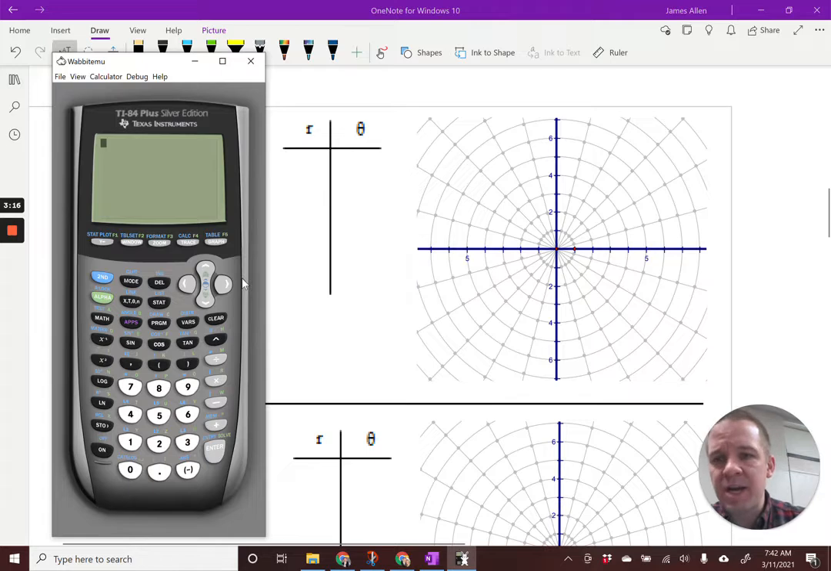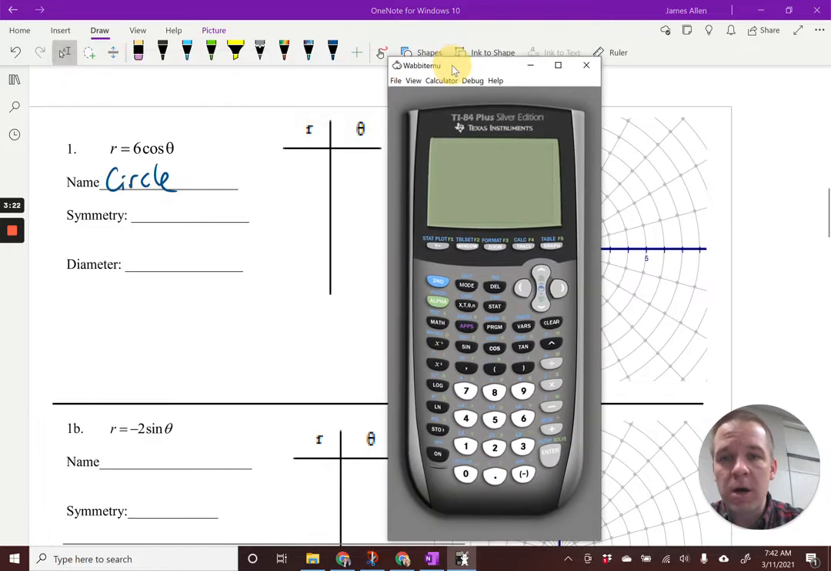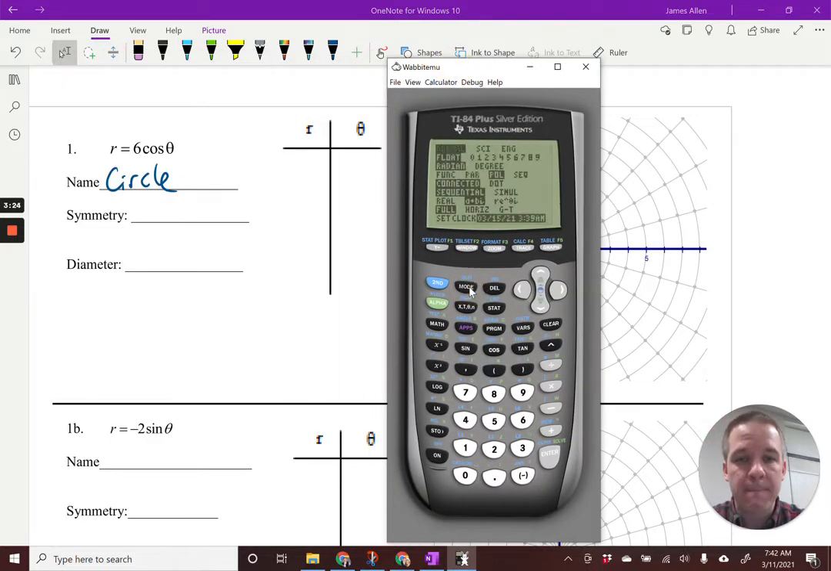All right, so we got my TI-84 Plus Silver Edition emulator here. Now, the first thing we're going to want to do is switch our mode, okay? So if I click Mode, and I scroll down here, normally we would be in just Function, FUNC. We want to arrow over to Polar. Boom, there we go. All right, I was already in Polar because I was messing with it. Cool. So I've got Polar.